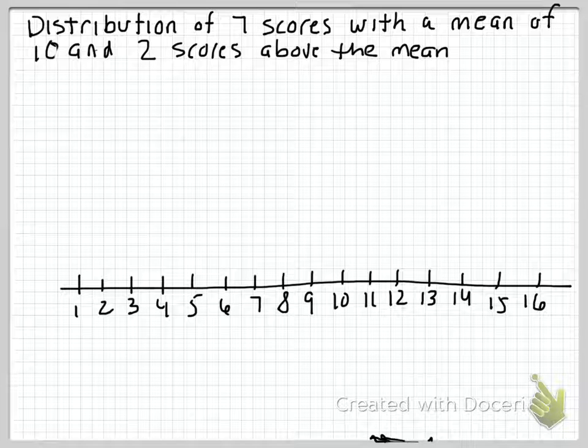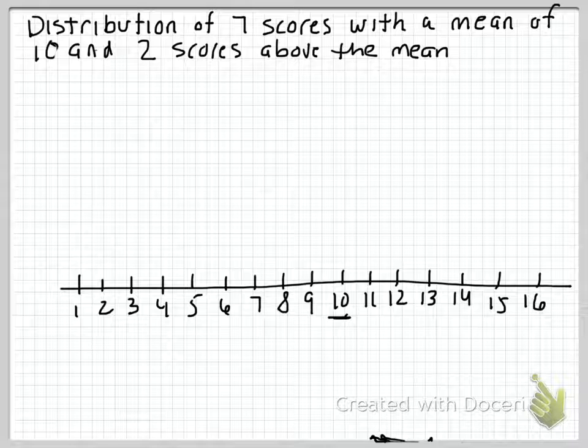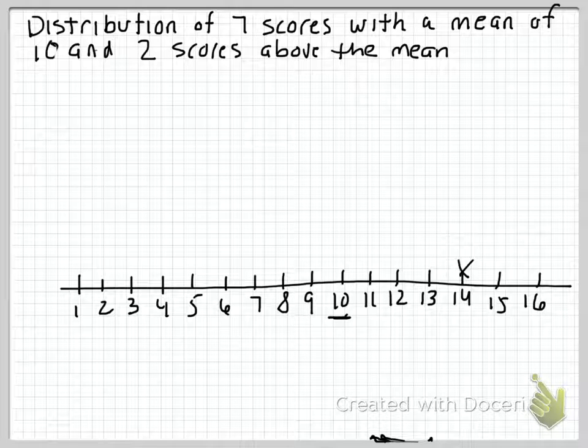So for this particular problem, you have been asked to create a distribution of 7 scores with a mean of 10, and you need to have exactly 2 scores above the mean. So we want our mean to be 10. We need 2 scores above the mean. I'm just going to put 1 score at 14 and 1 score at 15.